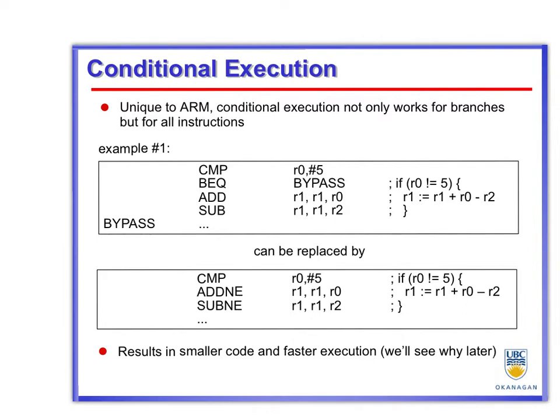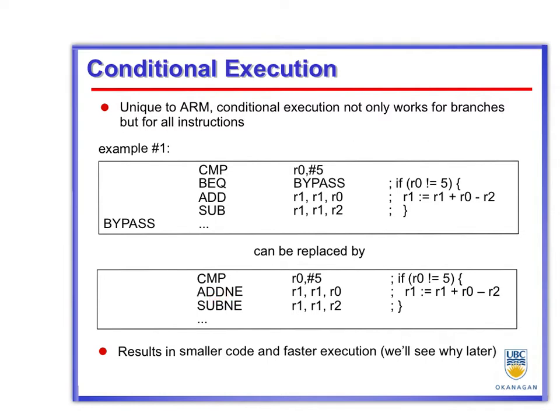Or we can use this feature in the ARM instruction set which says we don't actually need that branch statement. We can make any instruction, including add and subtract instructions, conditional on what happened before. So this can be replaced with 3 instructions instead. Again, the first one is a compare. Compare the number 5 with what's in R0.